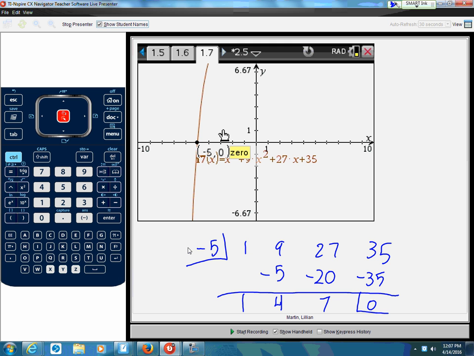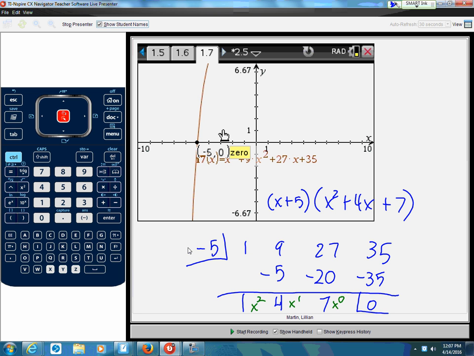Matthew? X plus 5 is a factor of x cubed plus... So negative 5 works in the box, so you're saying x plus 5 is a factor. Yes. And then what? Can you rewrite it as x plus 5 times x squared plus 4x plus 7. Okay, this is to the first, this is to the 0. So we need x squared plus 4x plus 7.